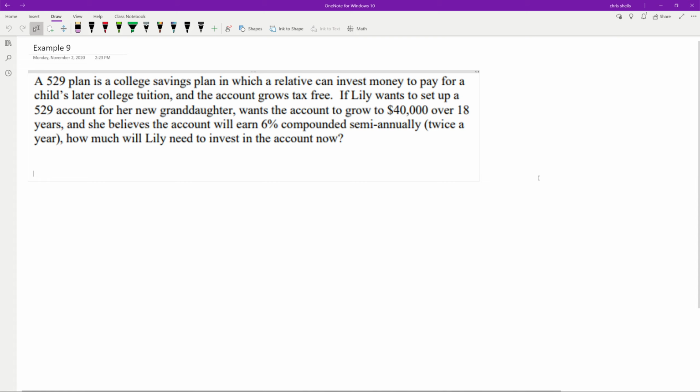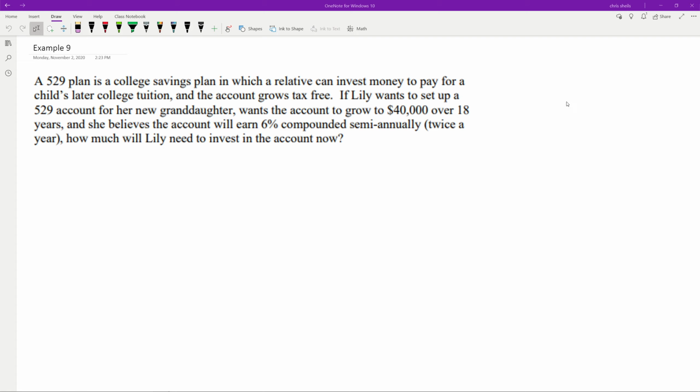Moving on to the next example here. A 529 plan is a college savings plan in which a relative can invest money to pay for a child's later college tuition. And the account grows tax-free. If Lily wants to set up a 529 account for her new granddaughter, wants the account to grow to $40,000 over 18 years, and believes the account will earn 6% compounded semi-annually, this means twice a year, how much will Lily need to invest in the account now?